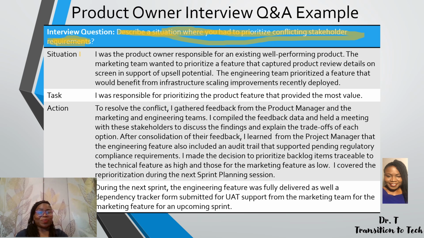So you could start out with painting the situation, kind of reflecting back to the question and saying that you were a product owner and you were responsible for an existing well-performing product. So that tells the interviewer that this is a high priority product and you have a set of stakeholders who want to get their features in first to take advantage of this well-performing product and the impacts it would make to their department or team.